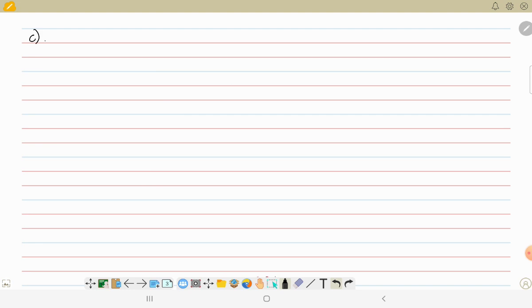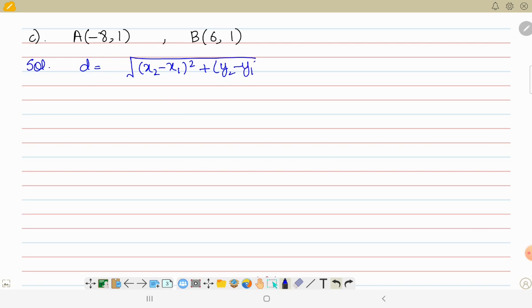C part, the first point A as minus 8, 1 and the B point as 6, 1. Let's write down the distance formula again. So the distance formula d is the square root of x2 minus x1 whole square plus y2 minus y1 whole square.